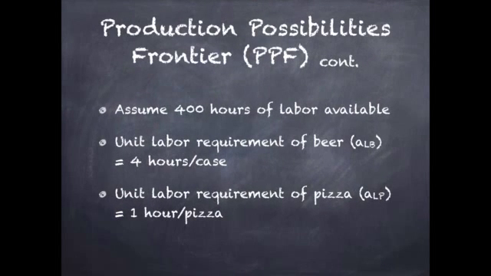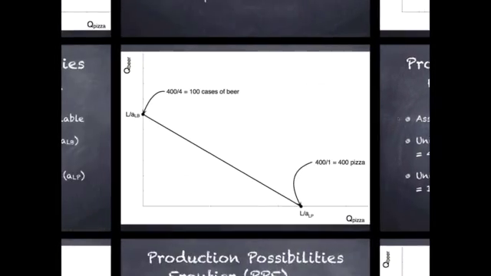So one of the things that we're going to do is assume that there are 400 hours of labor available, and that we're going to keep the unit labor requirement of beer at 4 hours a case. And again, the unit labor requirement of pizza is equal to 1 hour for pizza. So these assumptions haven't changed from the previous slides. The only thing I've introduced is how many hours are available in this economy for people to work. So the amount of hours of labor that is available is equal to 400.